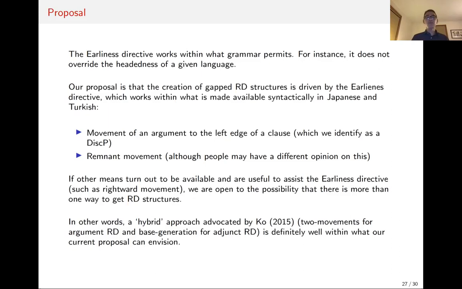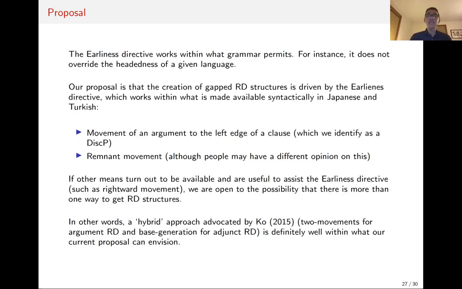The movement of an argument to the left edge of the clause, imagine that this is available. The remnant movement, I think this is the point that many people may disagree with. And imagine that these two movements are independent and available. Of course, the right dislocation can make good use of them to create a right dislocation structure where the verb is pronounced a little earlier than usual. But we are open to suggestions, we're open to new developments in syntax.